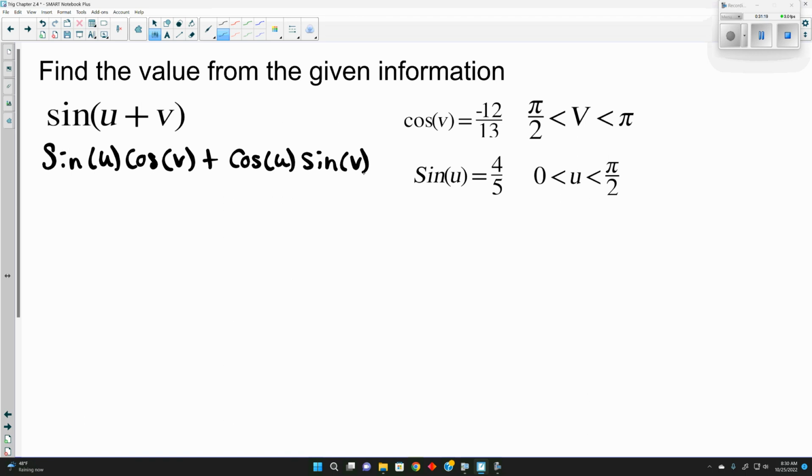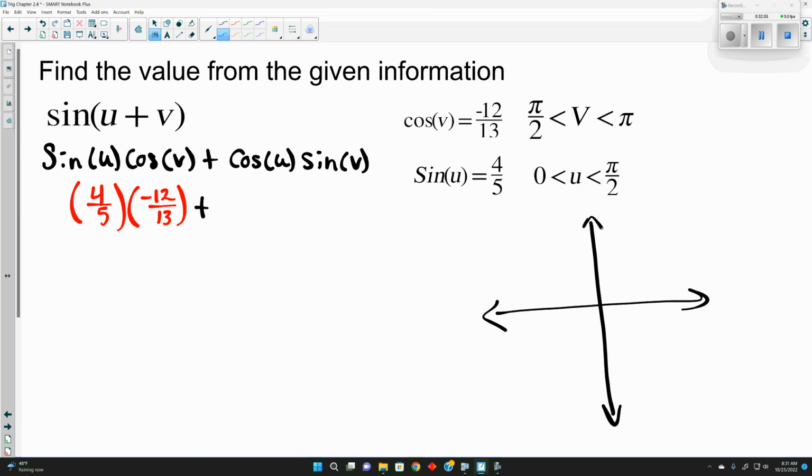Okay. Now let's see what they gave us. They told us that cosine of v is negative 12/13. So cosine of v, right here, negative 12/13. They also told us sine of u is 4/5. But they didn't give us the rest of the information, did they? However, they did tell us that v, that should be lowercase, but whatever, is between pi over 2 and pi. So on the unit circle, and again, I'm going to draw a coordinate plane, pi over 2 and pi is in the second quadrant, yes? Our triangles are going to come back.